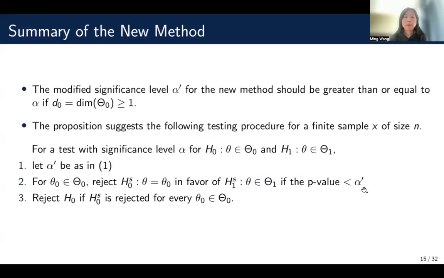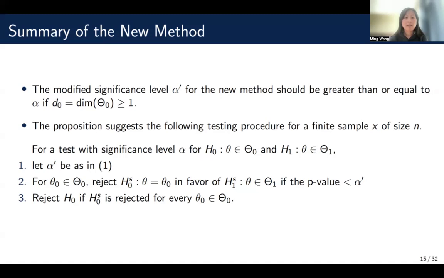So we summarize our new method. The modified significance level alpha prime for the new method should be greater than or equal to the original alpha if D0 is greater than or equal to 1. The proposition suggests the following testing procedure for a finite sample X of size n.